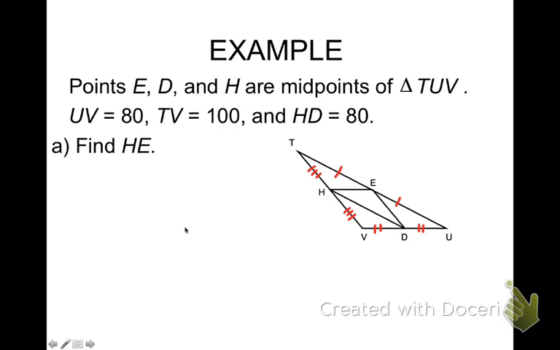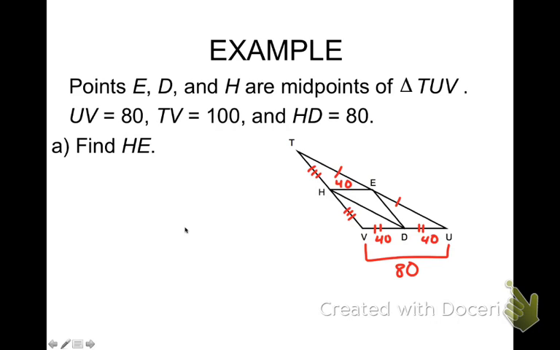Now what else am I given? I'm given that UV is 80. So U to V is 80. Kian, we are taking notes right now, which you are not taking at this moment in time. So if this is 80, what's VD and DU going to be? Half of 80, so 40 and 40. Good. What about my mid-segment? Which mid-segment is parallel to VU? HE. What would be the length of HE? 40. Good.